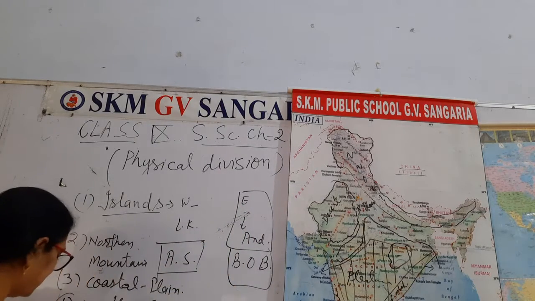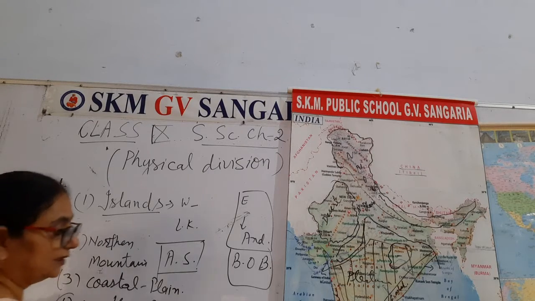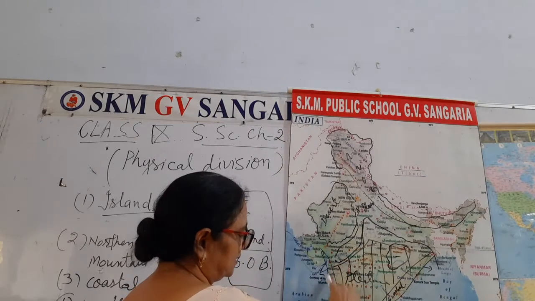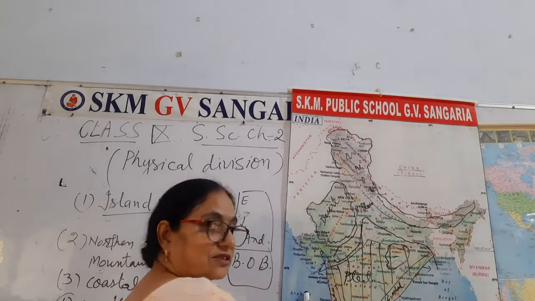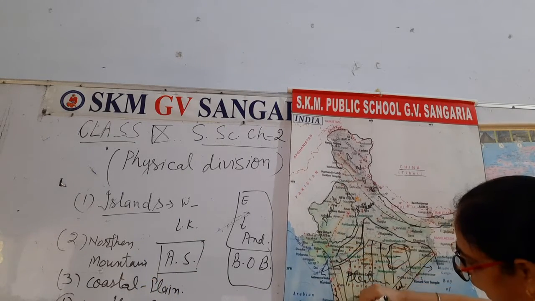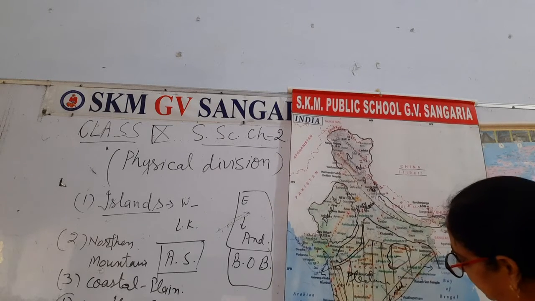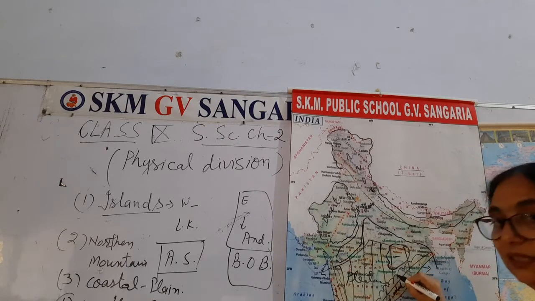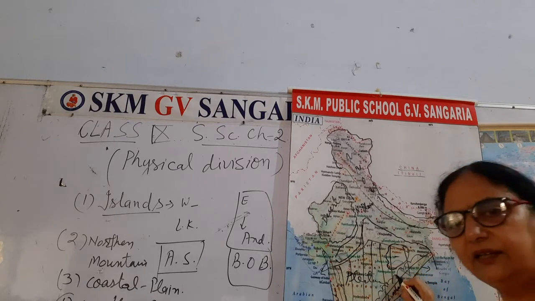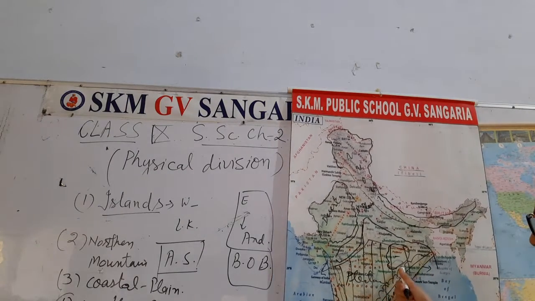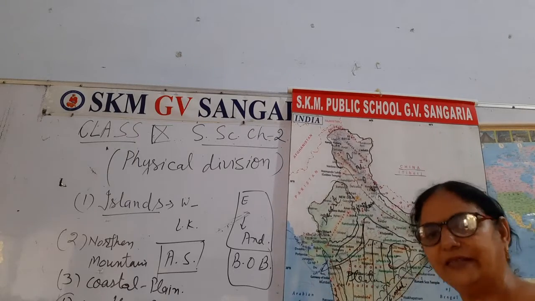One more is there, the ghats. Ghats are also there nearby. When we take these coastal plains, eastern coastal plains, western coastal plains, within that there are some types of mountains found. These are the ghats. The ghats that lie in the west part of India are the Western Ghats, and those in the eastern part of India are the Eastern Ghats. These are the Eastern Ghats, these are the Western Ghats.